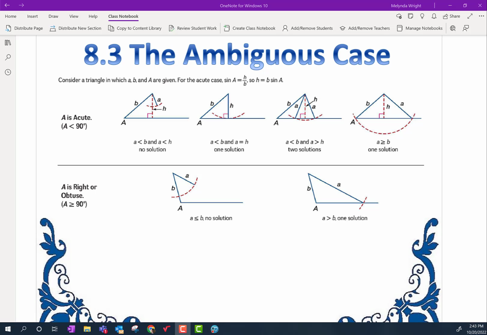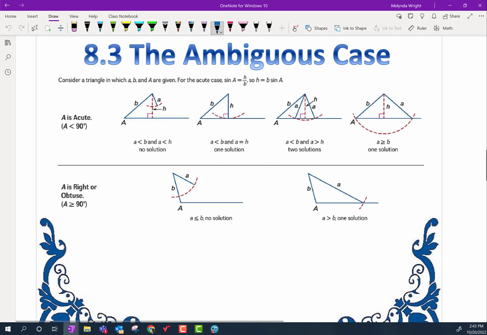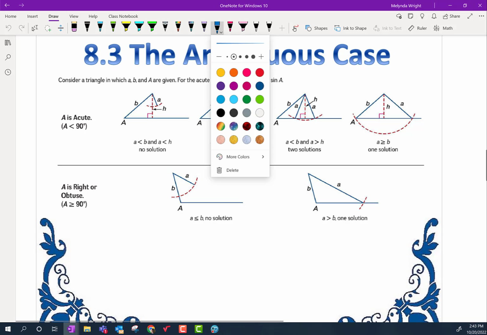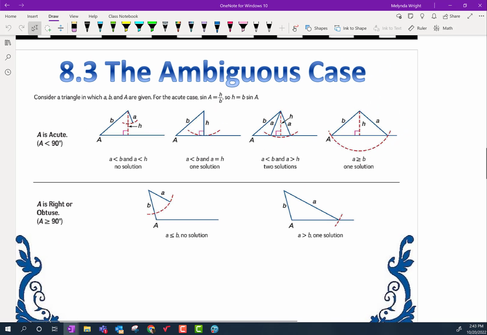Okay, so let's take a look at our lesson for today. We are going to be talking about the ambiguous case. I need to talk to you about the other ones we've done so far because I need to do a comparison, compare and contrast, because it's really important that we recognize that this is a special, unusual case. The ambiguous case is very, very unusual.